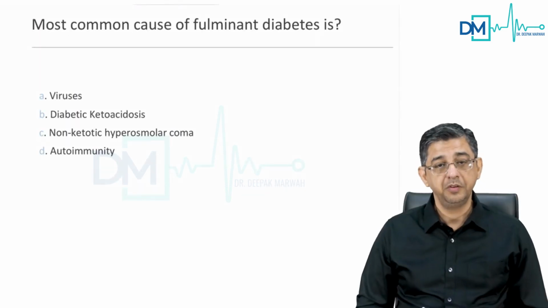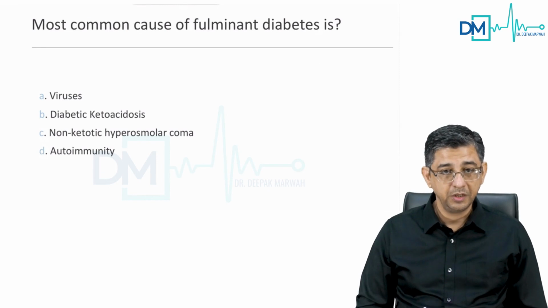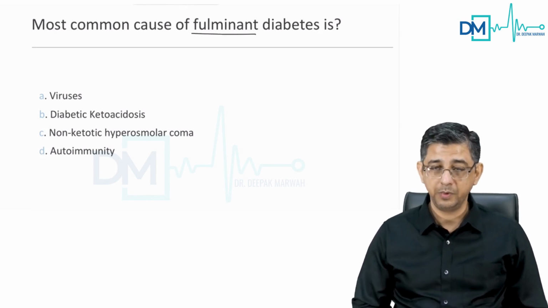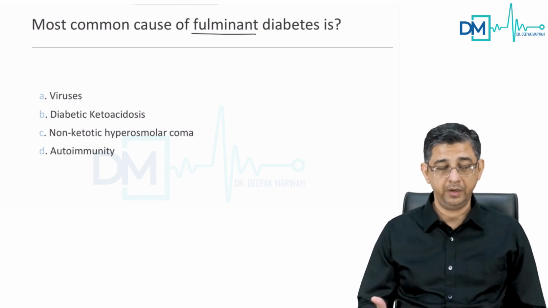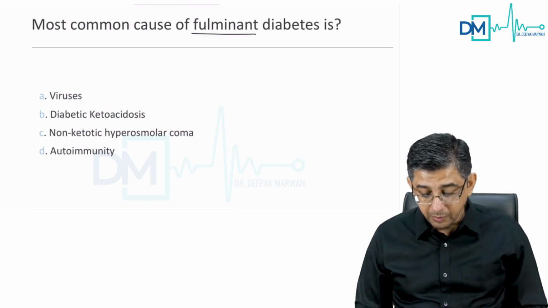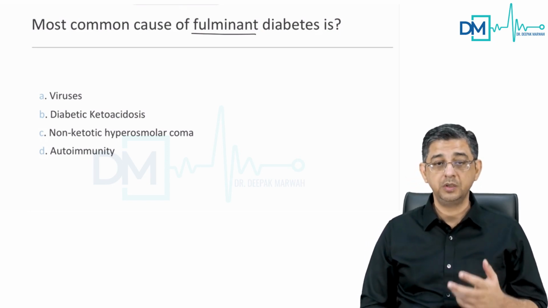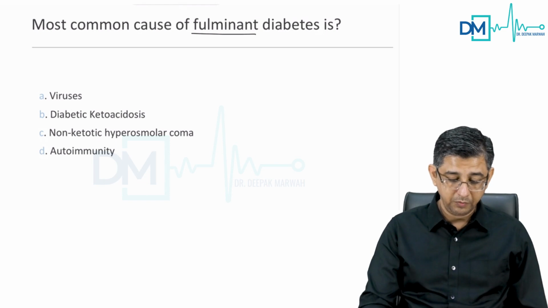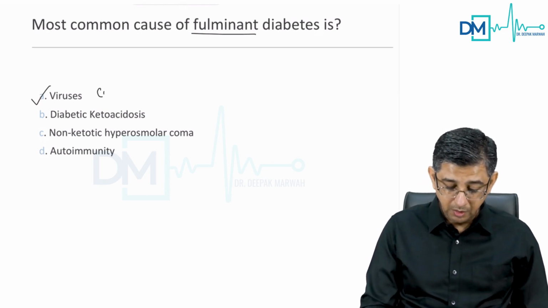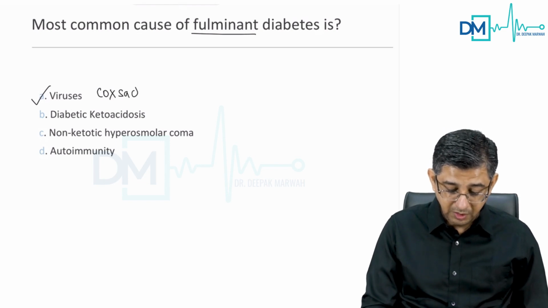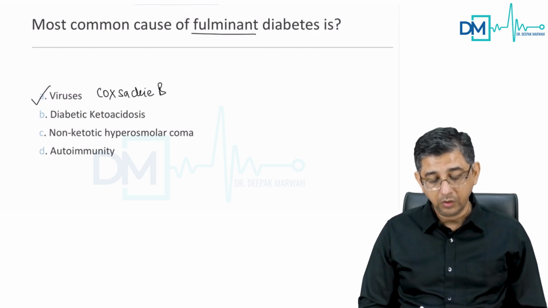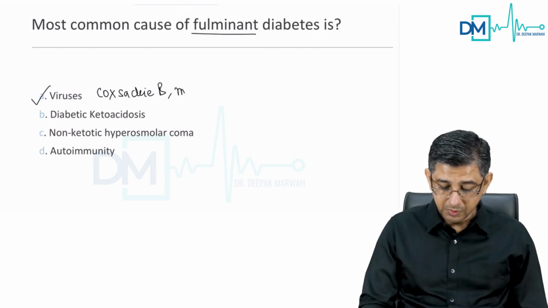The next question is again from the topic of diabetes mellitus. The question said, what is the most common cause of fulminant diabetes? A lot of chaps after the paper said, sir, we studied fulminant hepatitis, and look at what he asked us, fulminant diabetes. Now, fulminant diabetes is primarily because of an insult by a virus, for example Coxsackie B. Traditionally speaking, Coxsackie B is responsible for development of myocarditis, but today we are talking about Coxsackie B and even mumps and rubella virus.